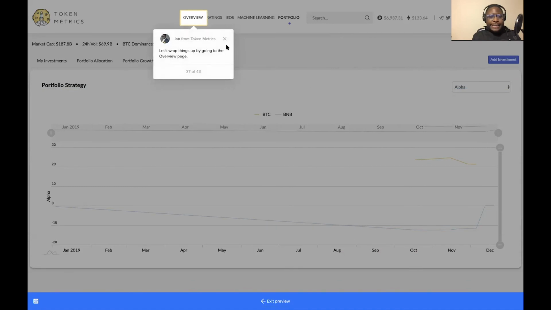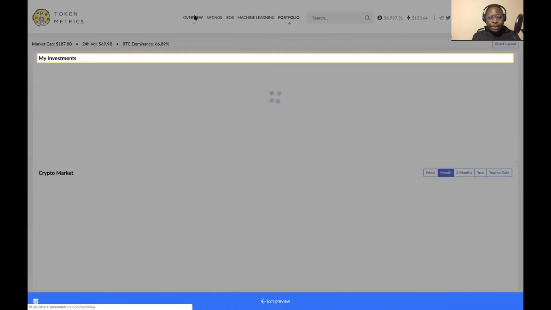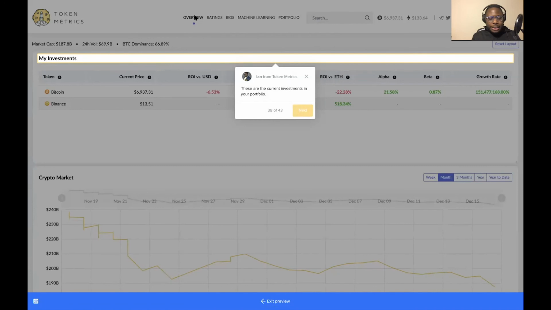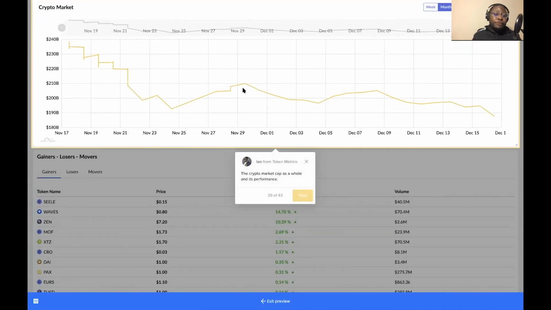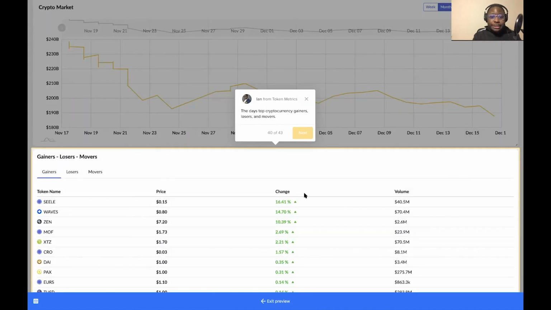All right, let's now go to the overview page and wrap things up. So the overview page is basically a start screen. You come in here and it gives you everything in one panel, in one dashboard. So this shows us a summary of our investments. This shows us a summary of the performance of the crypto market. So as you can see, the total cryptocurrency market cap is on a decline. So down here, we can see the day's biggest gainers, losers, and movers across the entire cryptocurrency market.